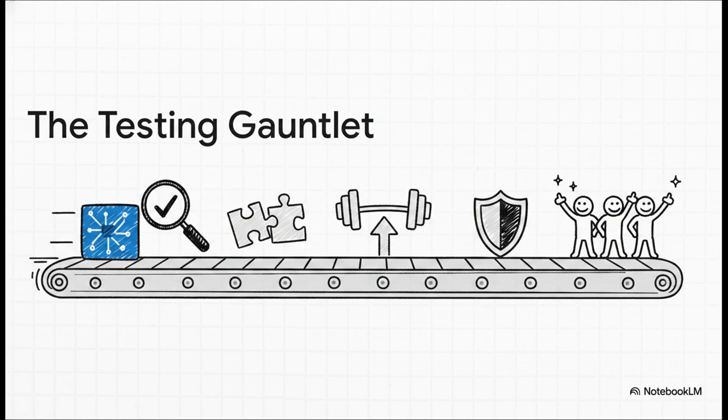The software is tested to see if all the features work, if the different parts play nicely together, how it holds up under a ton of stress, and, of course, if it's secure. But the final, most important hurdle is user acceptance testing, or UAT. That's when real users get their hands on it and give the final thumbs up.